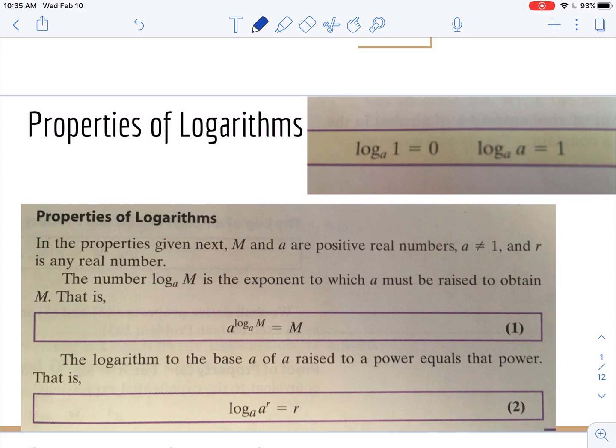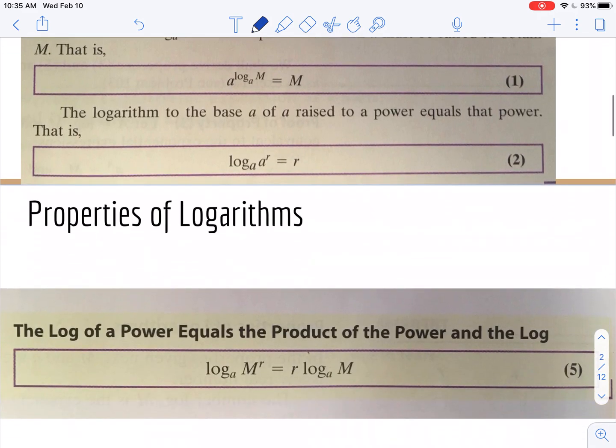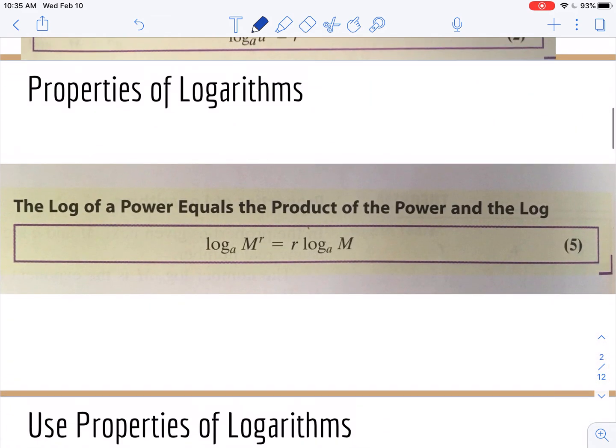And then along with this property, we also have that a to the log base a of m is equal to m, and the log base a of a to the r is equal to r. Okay, so a lot of properties here, and we can actually just go through and prove these. As opposed to going into a detailed explanation, the book actually does a pretty good job of giving us some examples for proof. So I'm going to go ahead and give you those examples.